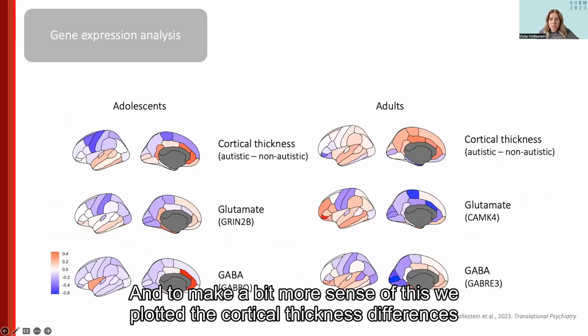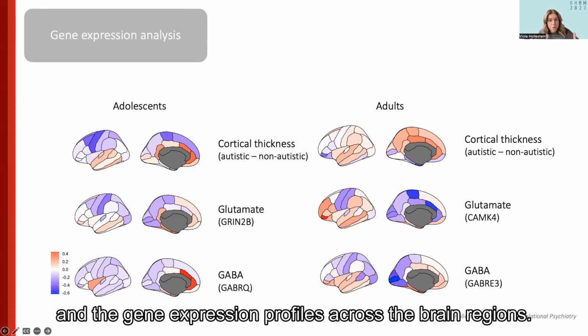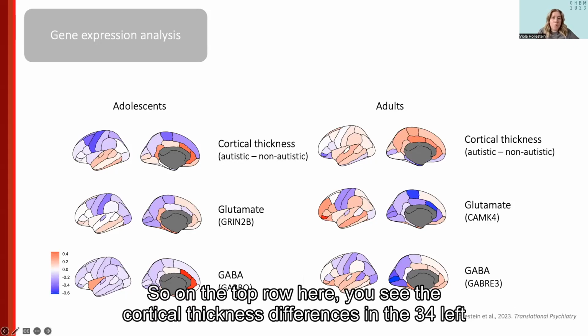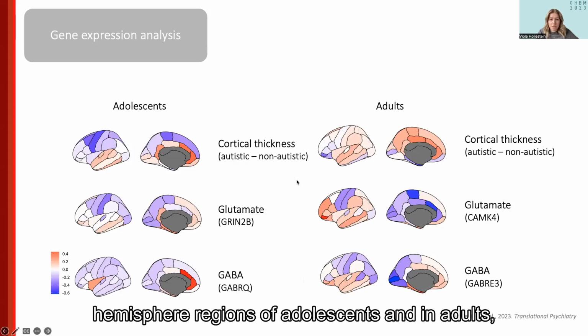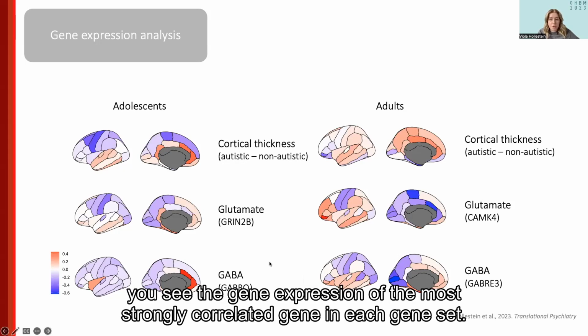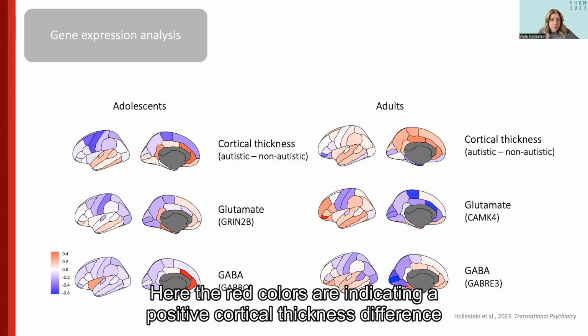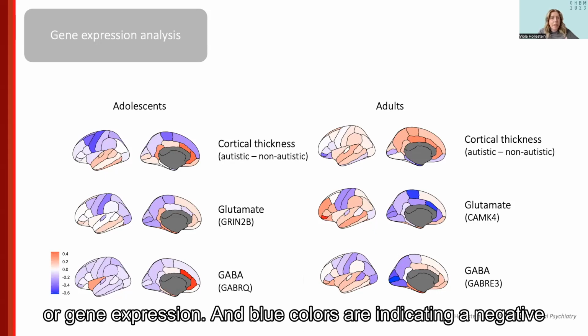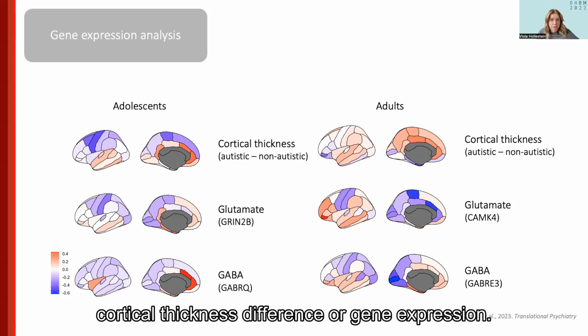And to make a bit more sense of this, we plotted the cortical thickness differences and the gene expression profiles across the brain regions. So on the top row here, you see the cortical thickness differences in the 34 left hemisphere regions of adolescents and in adults. And in the middle and the lower rows, you see the gene expression of the most strongly correlated gene in each gene set. Here, the red colors are indicating a positive cortical thickness difference or gene expression, and blue colors are indicating a negative cortical thickness difference or gene expression.